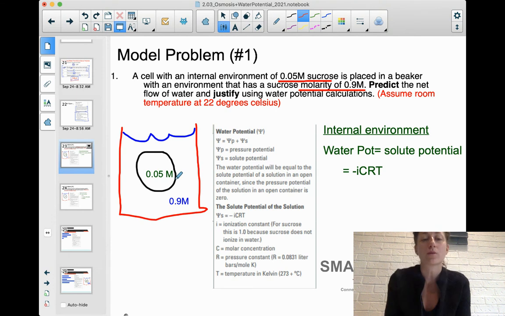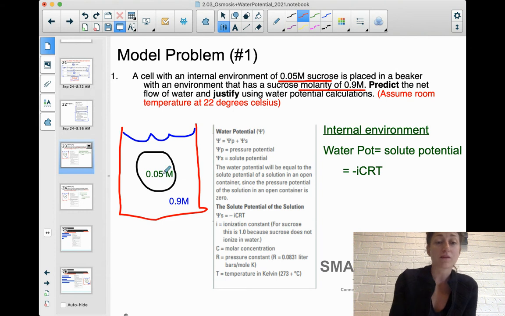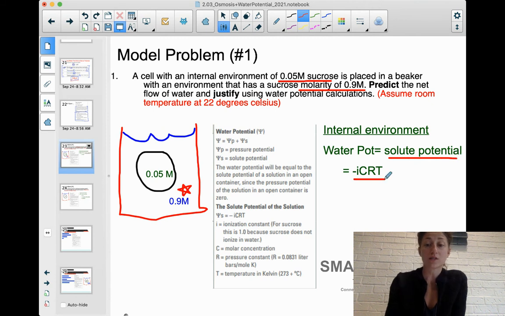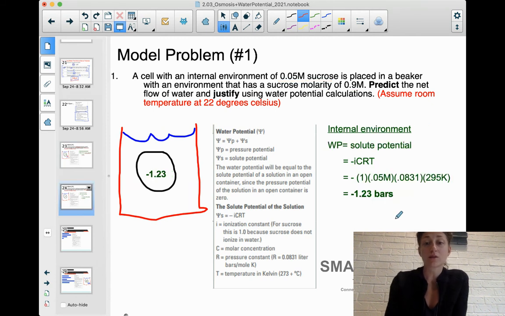So I have to calculate water potential. As I said, the first thing I did is I actually drew this out because that helps me visualize what's where, right? Here I have 0.9 on the outside and then 0.5 here. I can already tell that there's higher concentration of solute here in the environment, okay? So I have to calculate the water potential of both environments. So the internal environment, the water potential is equal to solute potential because it's an open container, which is negative iCRT.